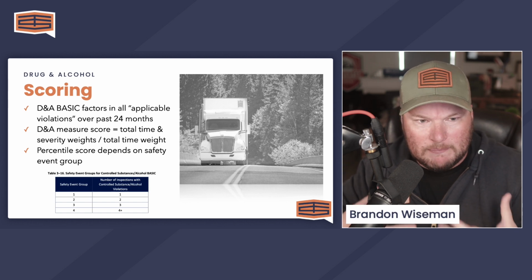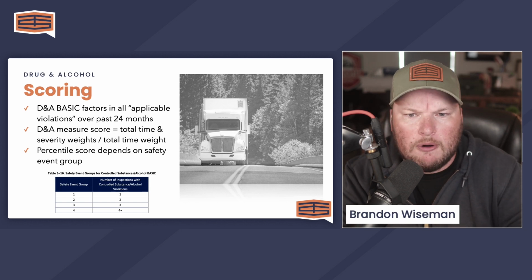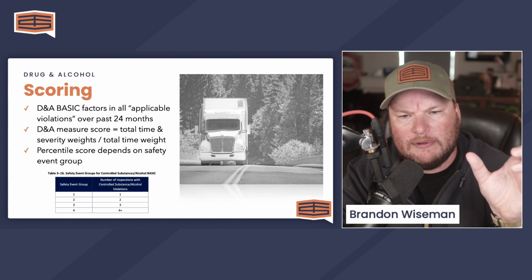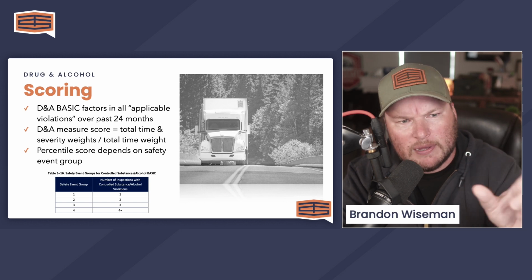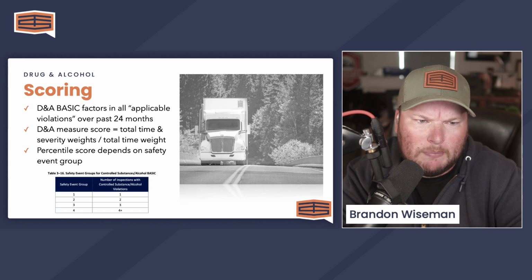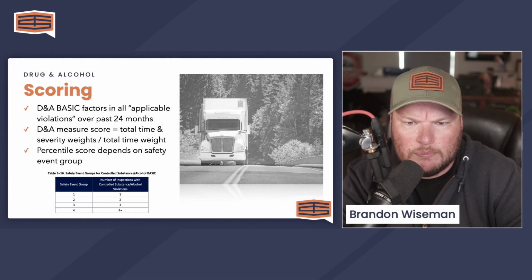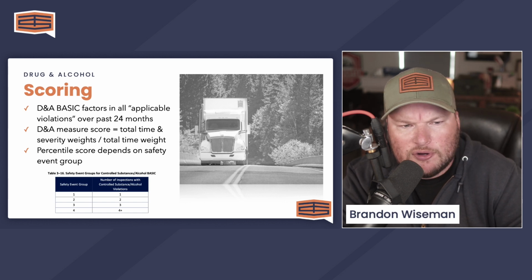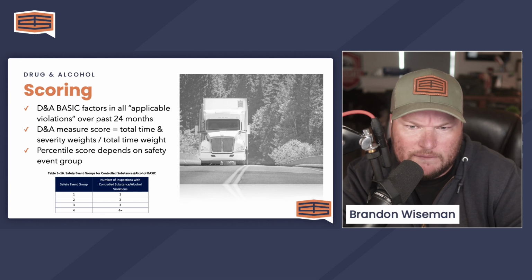And that measure score, at least in the drug and alcohol basic, the measure scores are calculated a little bit differently in each of the basics. But here's how it's calculated in your drug and alcohol basic. This is the second bullet point here on the screen. Your drug and alcohol measure score equals the total time and severity weights of all of your violations in that category divided by the total time weight.